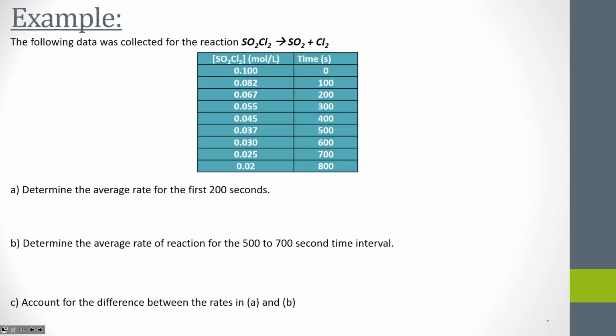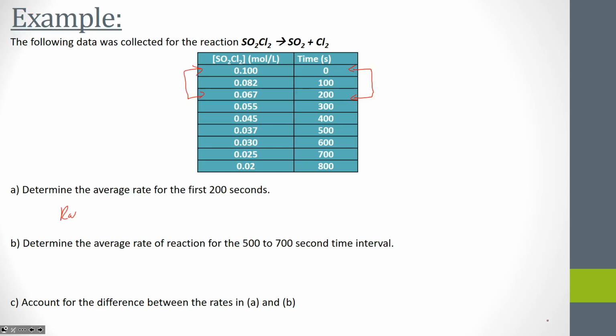So first things first, a little bit of review. I've given you some data. We're doing the change in concentration of SO2Cl2 over time. We're going to find the average rate at the beginning of the reaction and towards the end of the reaction. We're going to talk about why those rates might be different, and then we'll do tangent lines right after. So in the first 200 seconds, here is our time interval, from here to here.